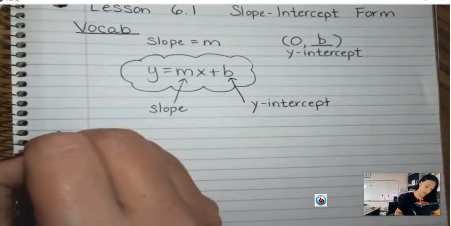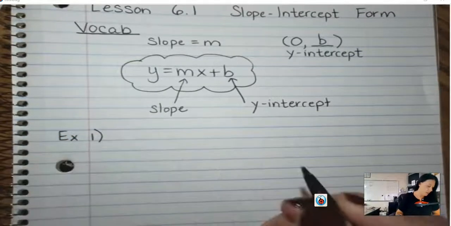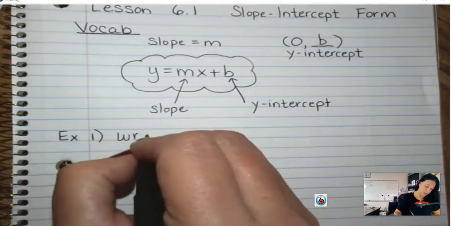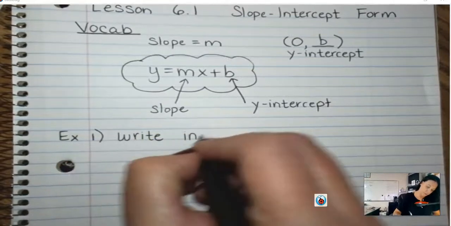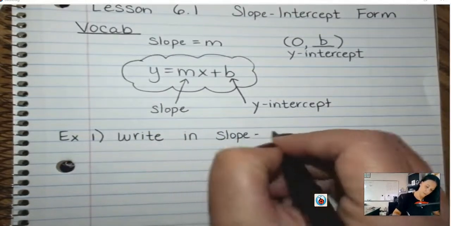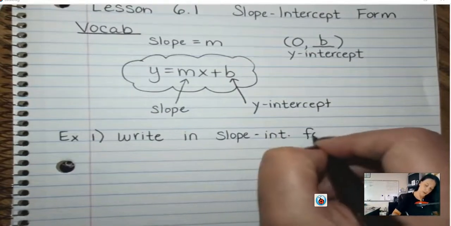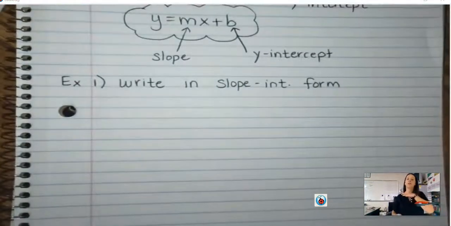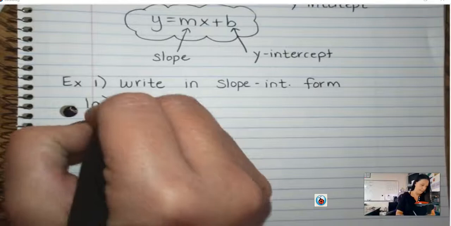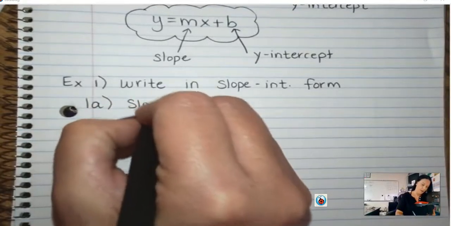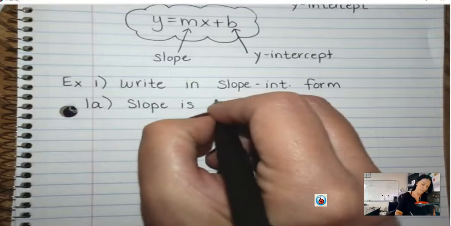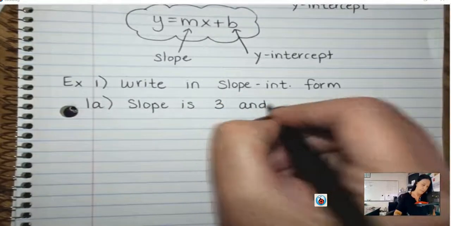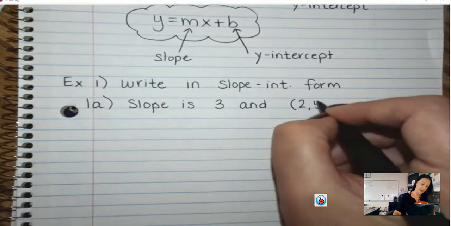Okay, let's look at example 1. It's going to ask you to write the equation in slope-intercept form. Yesterday and Monday we worked on point-slope form, so that's when I have a point and the slope. Today we're doing slope-intercept, which is when you have the slope and the y-intercept. So example 1a. The slope is 3, and (2, 5) is on the line.